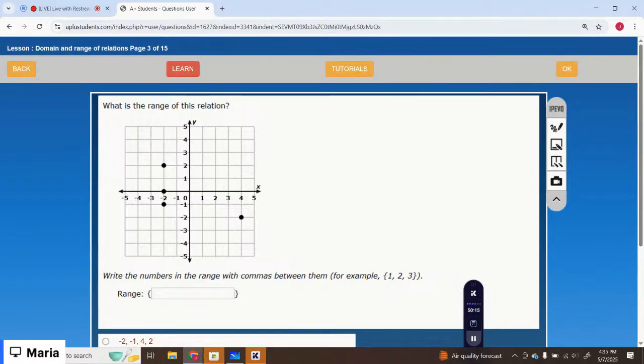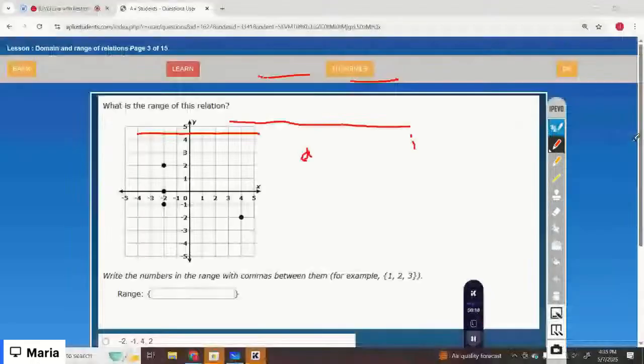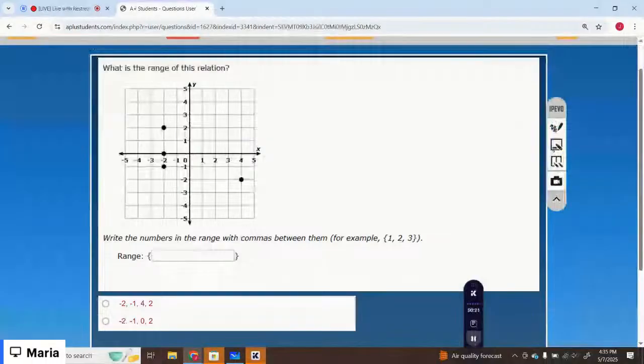What is the range of the relation? The range is the y values. So that is 2, 0, -2, 0, -1, and -2. That is -2, -1, 0, and option number two is the correct option.